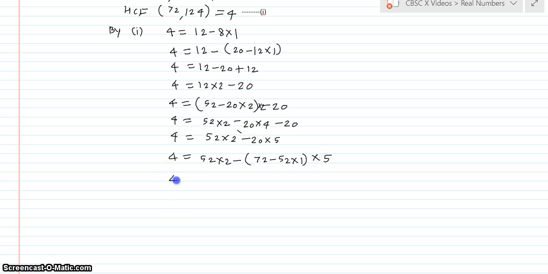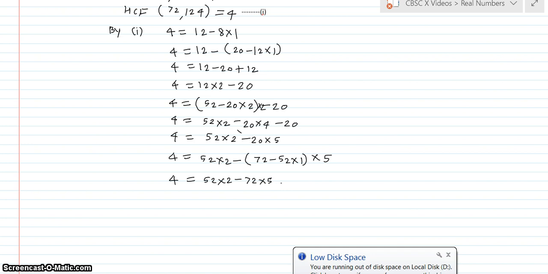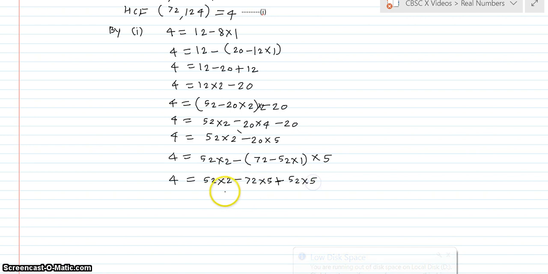Okay, so we can write like this, 52 into 2 minus 72 into 5, minus minus is plus, plus 52 into 5. So 52 into 2 and 52 into 5, we can write like this, 4 is equal to 52 into what, 7 minus 72 into 5.